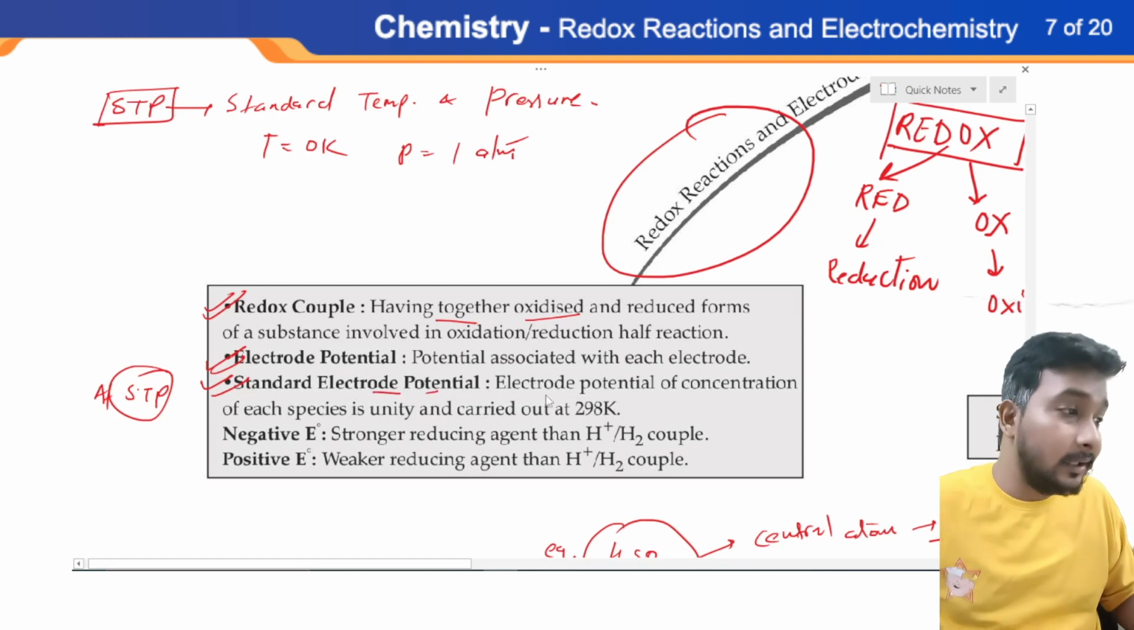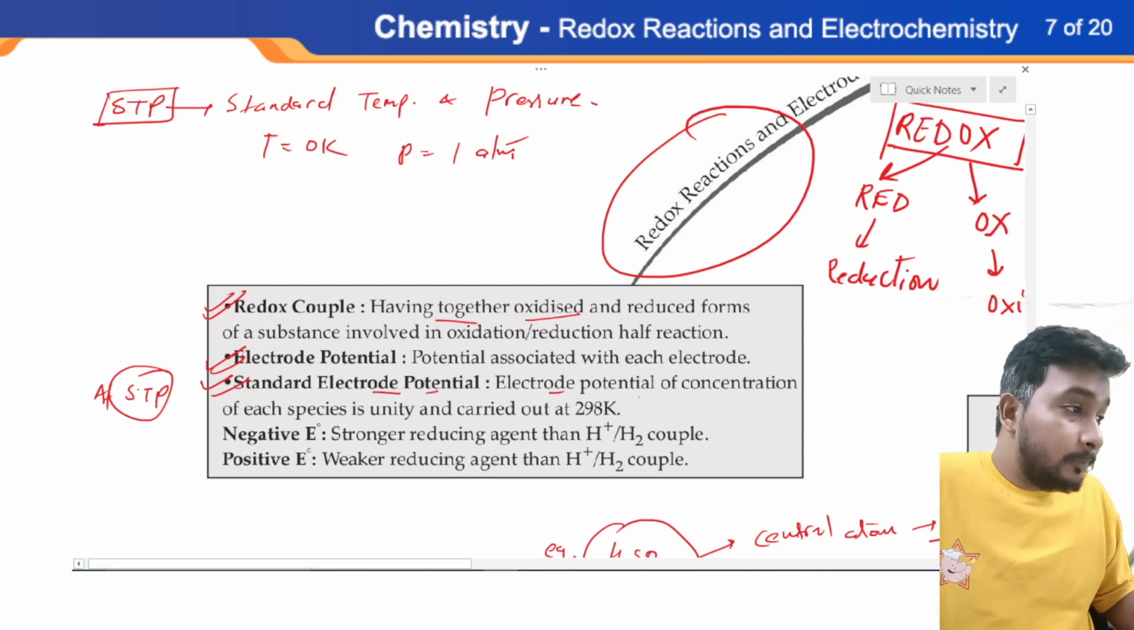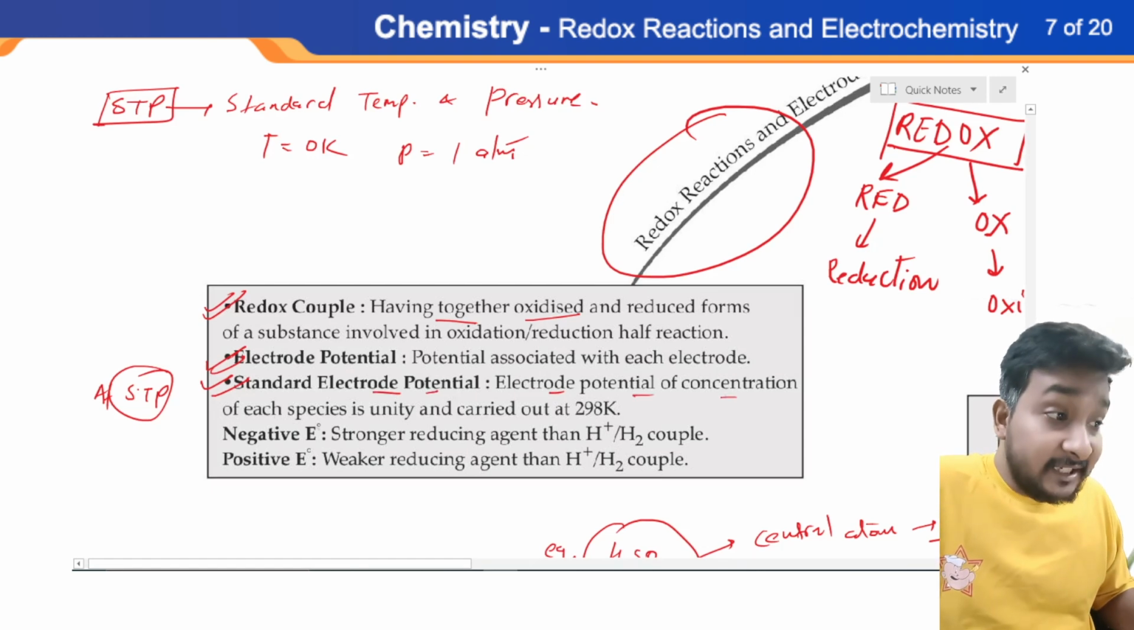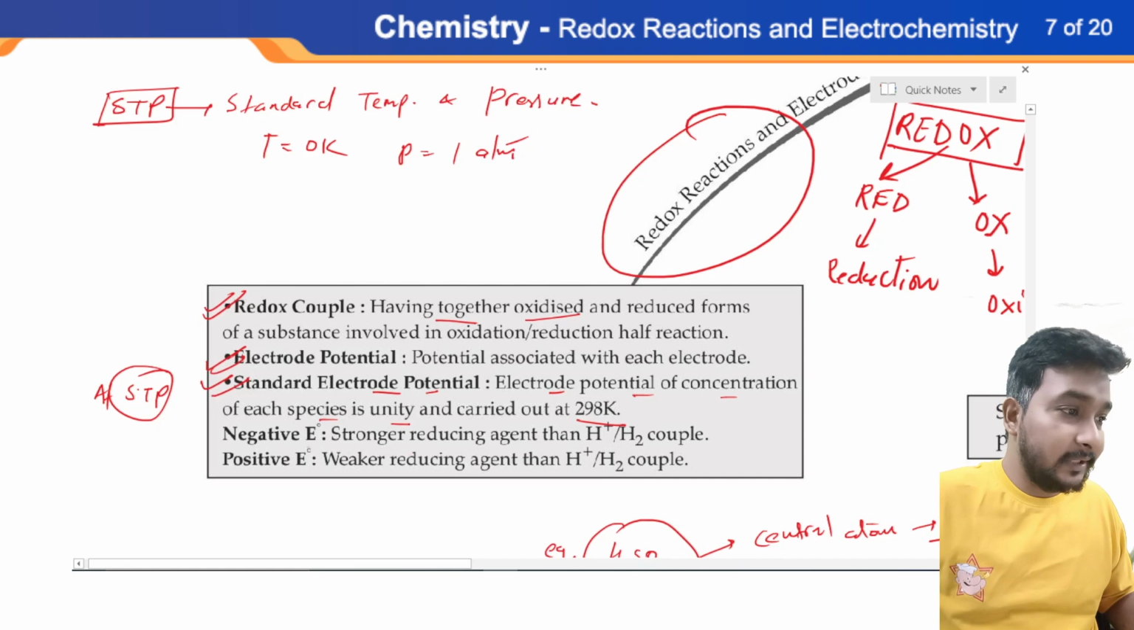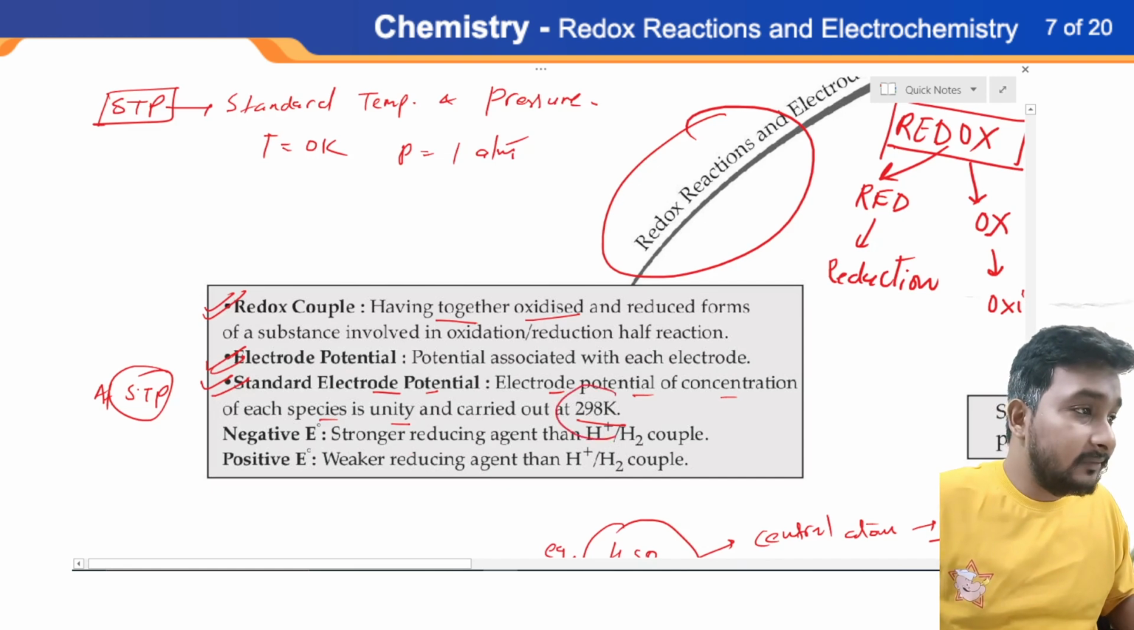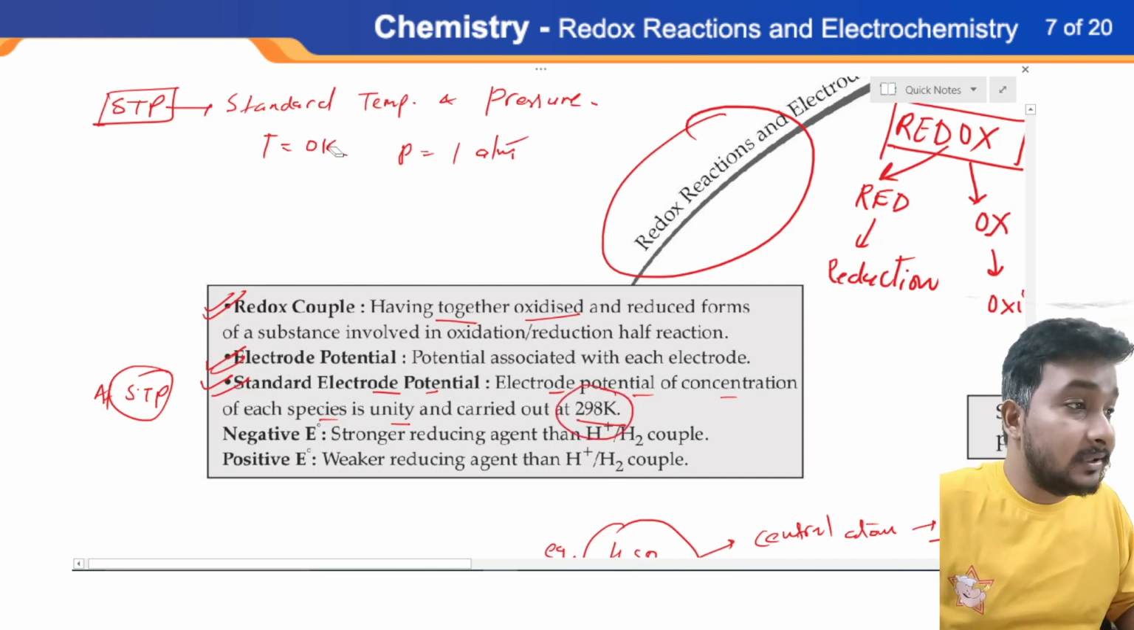The definition is written here. Electrode potential where the concentration of each species is unity and carried out at 298 Kelvin. Okay, so 298 Kelvin. Sorry, this is not zero Kelvin, this is zero degree centigrade. Sorry.